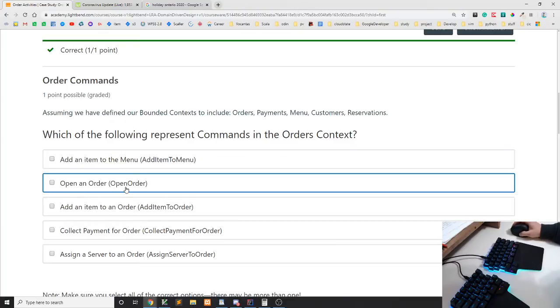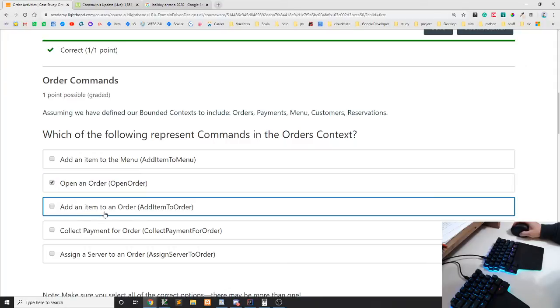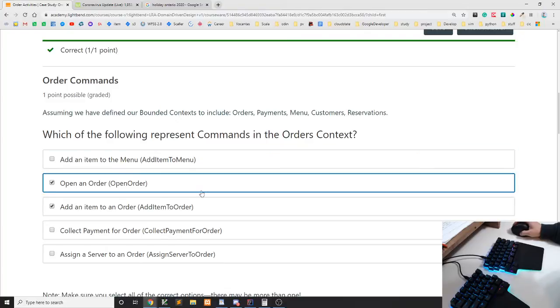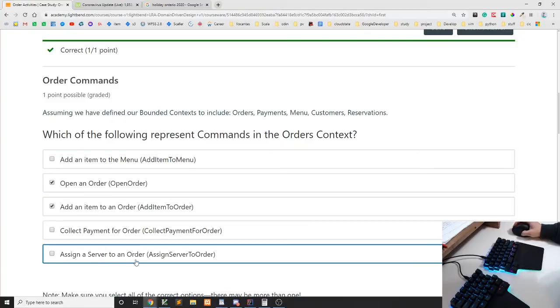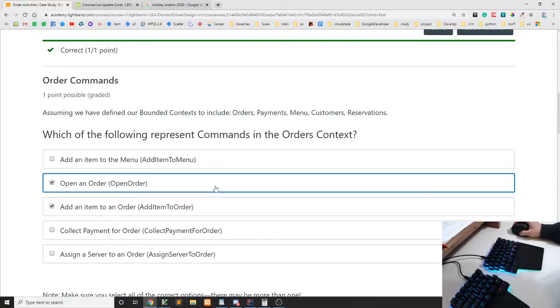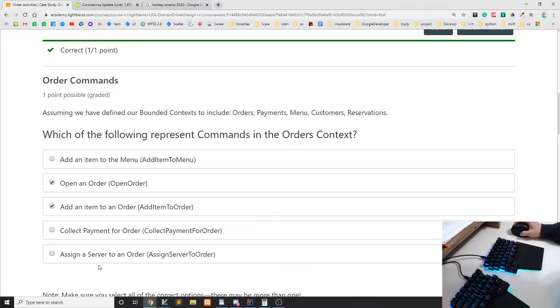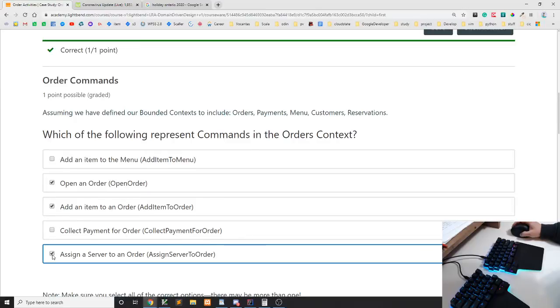Open an order. Open order. Add an item to an order. Collect payment for order. Payment. We have payment here. Assign a server to an order. Yes, because there is no server bounded context, this one should be bound to an order. So I'm going to choose this one too.